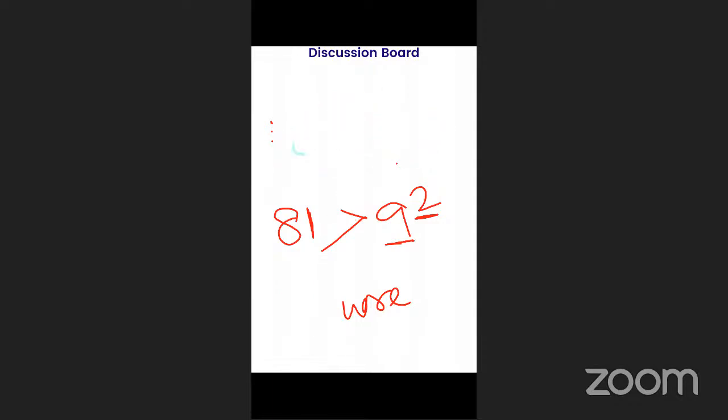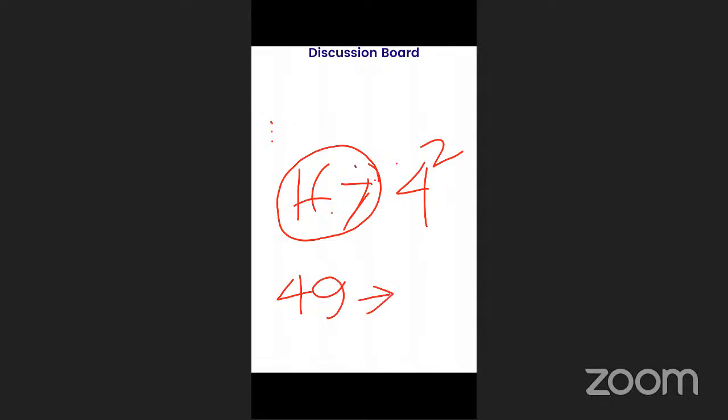Now let me take one more example. Suppose we are having the number 16. Can I write 16 in any other number's square form? Yes, that's 4 square. At that time I can say 16 is a perfect square number. Let me take the number 49. Can I write 49 in any other number's square form? Yes, it is nothing but 7 square. So as I can write it as a single number's square, this 49 is also called a perfect square number. That was the basic of the second rule.